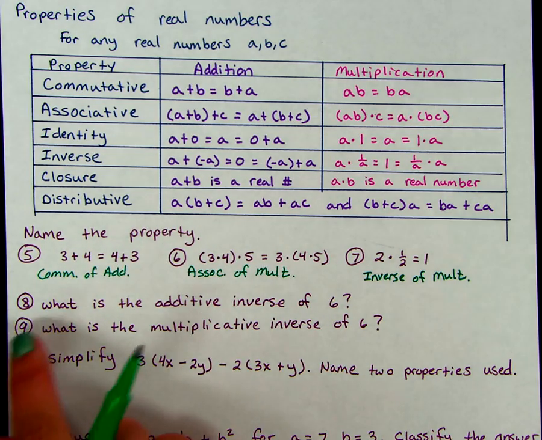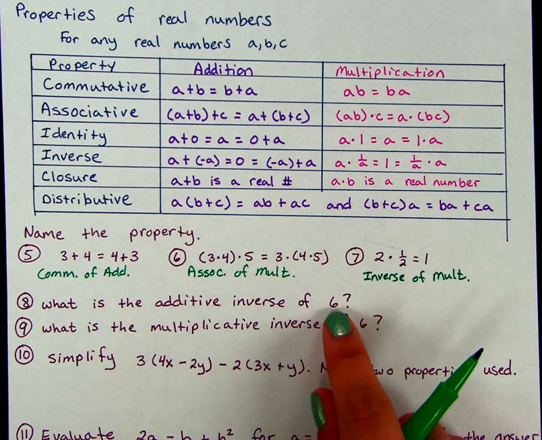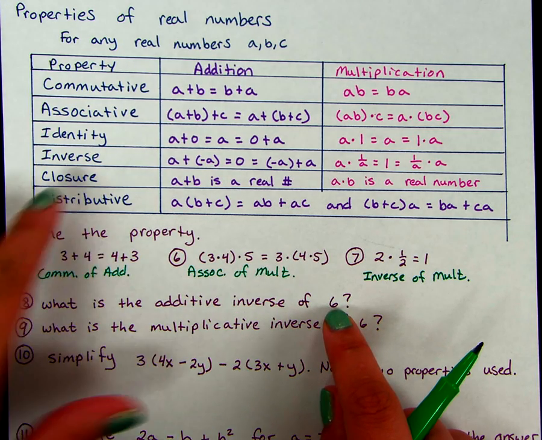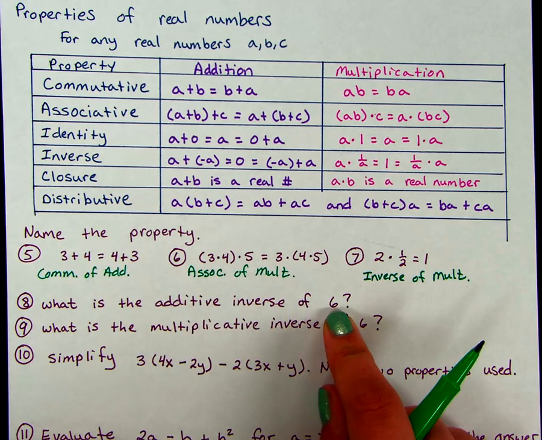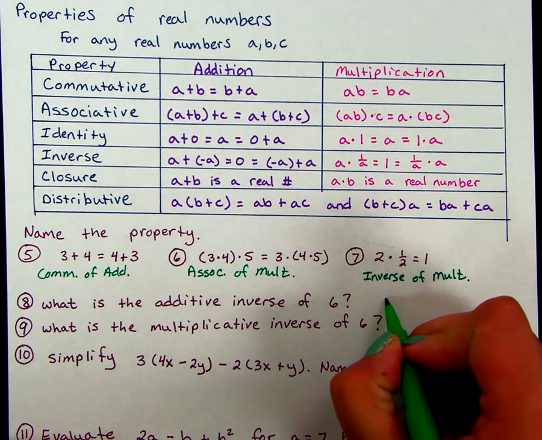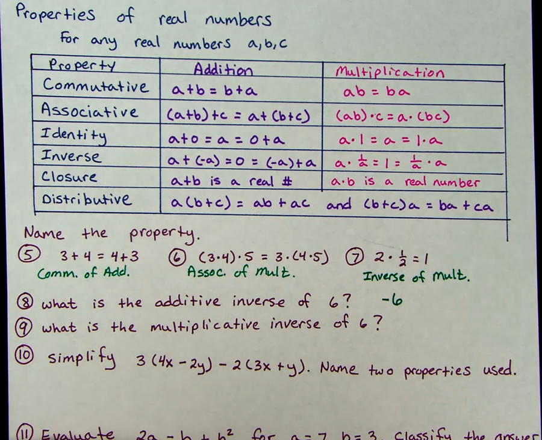All right, so here, what is the additive inverse of 6? Okay. Now, if we're dealing with inverses, that means that we need to add something to 6 to get 0. So the additive inverse of 6 will be -6, since we're dealing with addition.